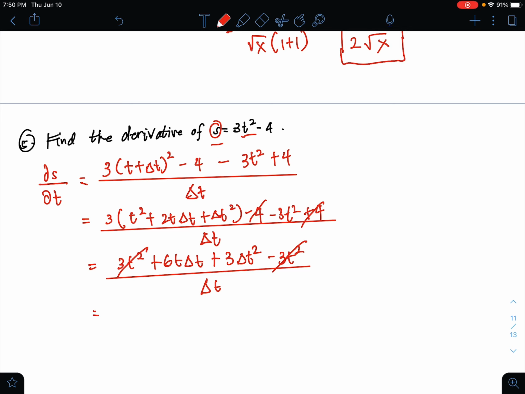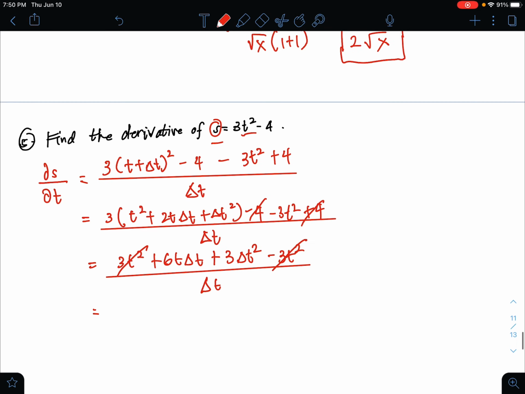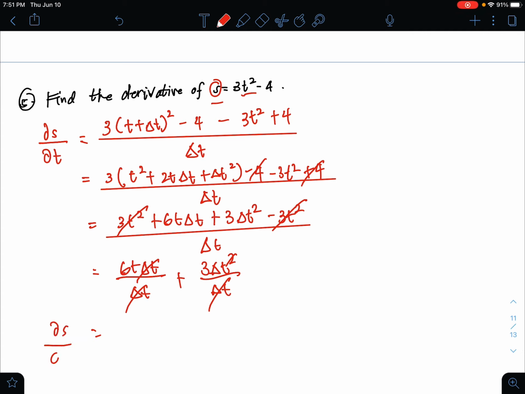Okay. Therefore, you will have 6t delta t over delta t plus, cancel. Ang mabilin is ds over dt. Therefore, 6t is our final answer.